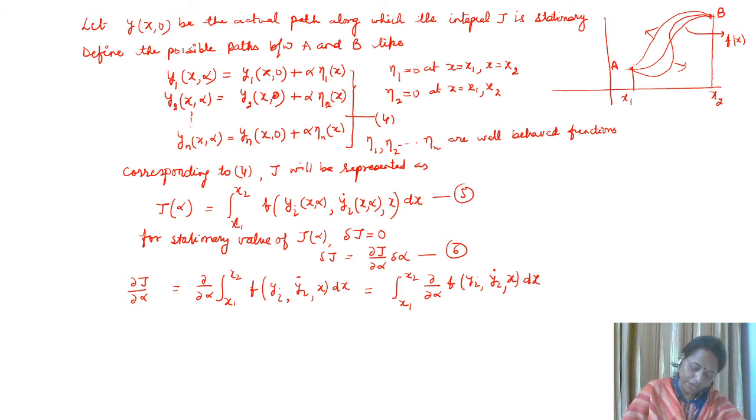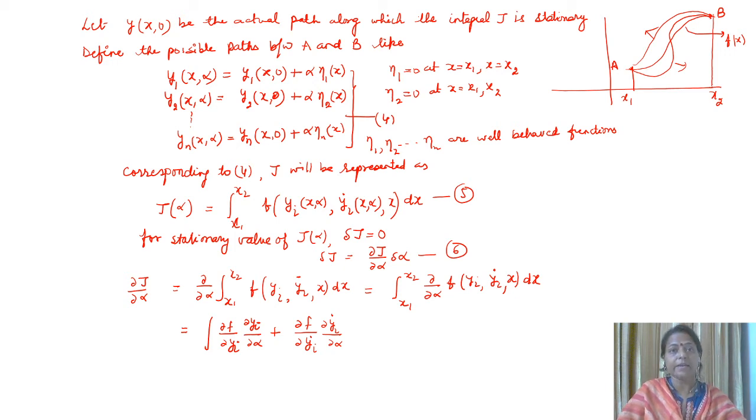Now open it, you will get delta f by delta yi into delta yi by delta alpha, because f is a function of yi, plus delta f by delta yi dot into delta yi dot by delta alpha. And if I take the variation of f with respect to x and then variation of x with respect to alpha, naturally it will be 0. So I am not writing it here, I am just writing up to this. Okay.